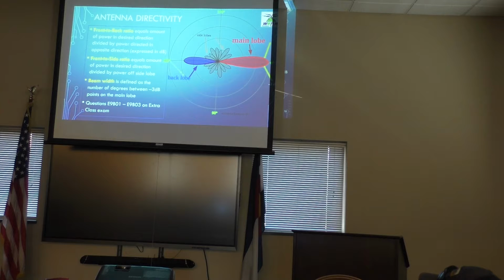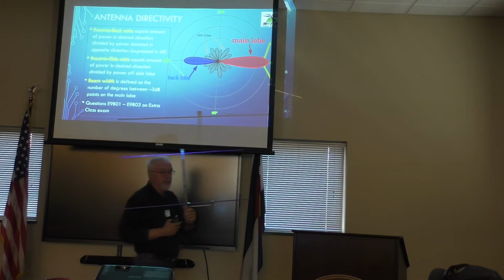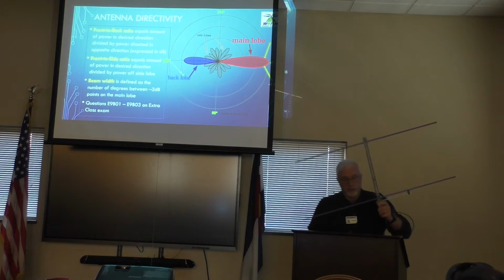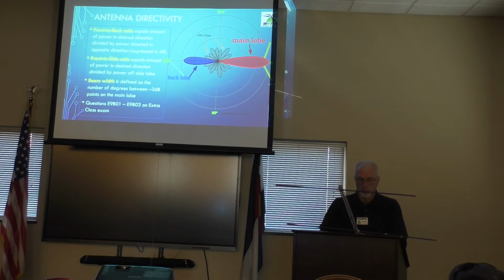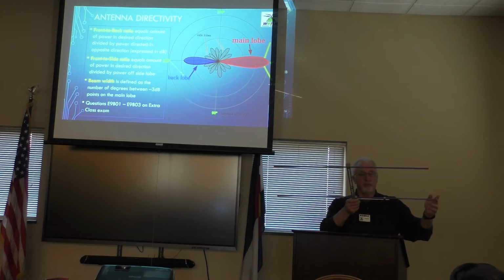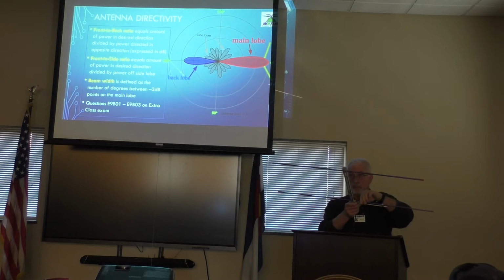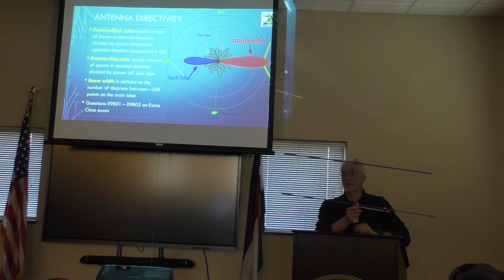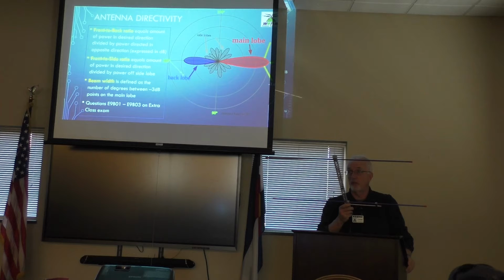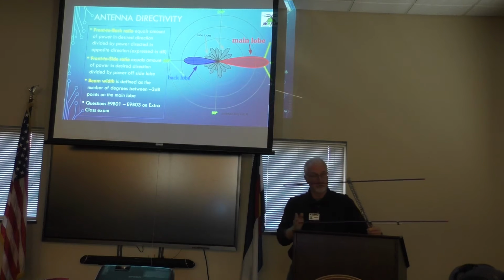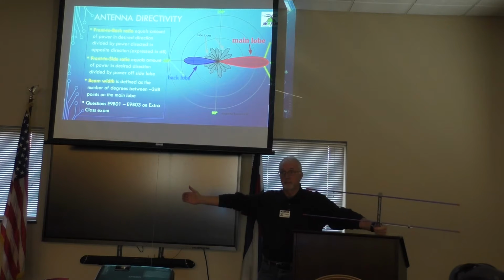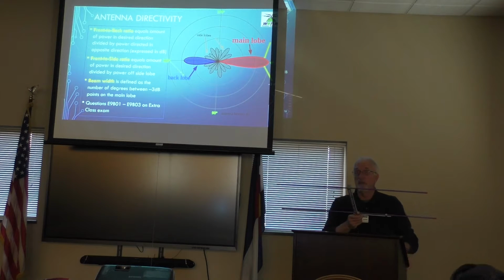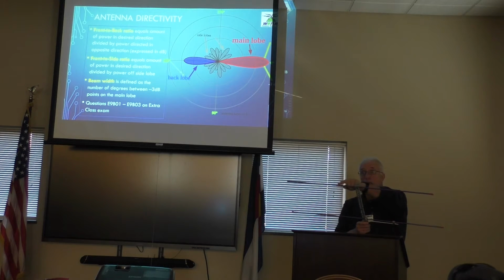This is a 2-element Yagi antenna for 2 meters. So this element in the back here is a half-wave dipole. From tip to tip should be half a wavelength. If this is 2 meters, that's about a meter. Yeah, that's about half a wavelength. And now we have a directed element.